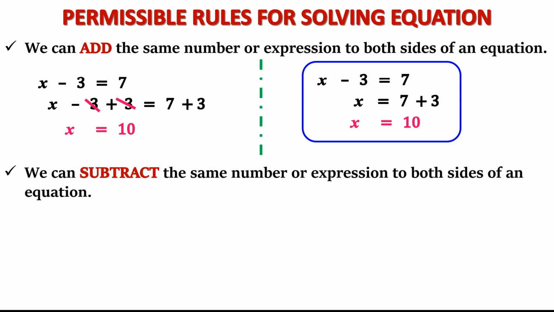Now the second rule, we can subtract the same number or the expression from both sides of an equation. Let us understand with an example. Suppose I have x plus 4 is equal to 5. Now I know that I want to find the value of x. So what I want to do, I want to remove plus 4. Now to remove plus 4, naturally I have to introduce minus 4 in the left hand side.